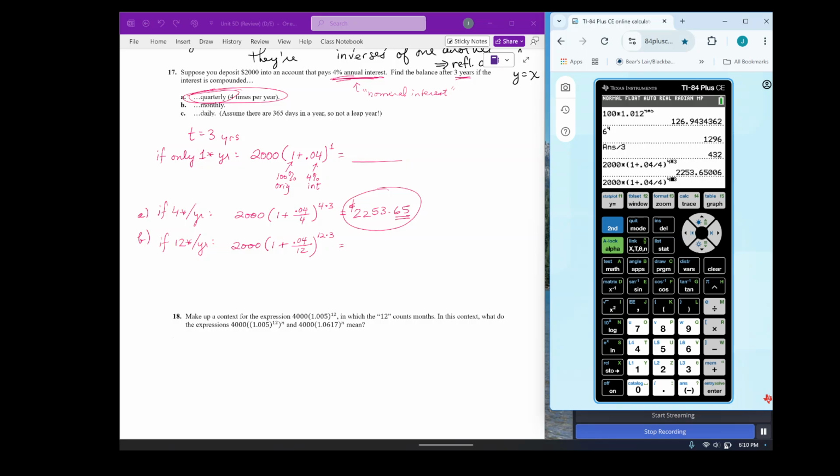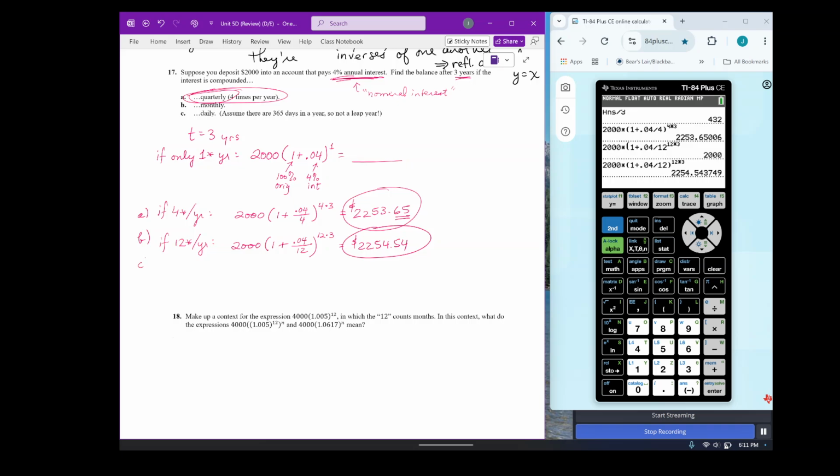So if we type in this thing, I'll just re-enter that. And what do we have to change here? That 4 turns into a 12. And that turns into a 12 as well. So 12 times 3. Oops, sorry, I forgot the parentheses there. Second, insert parentheses. And we get 2254.54.